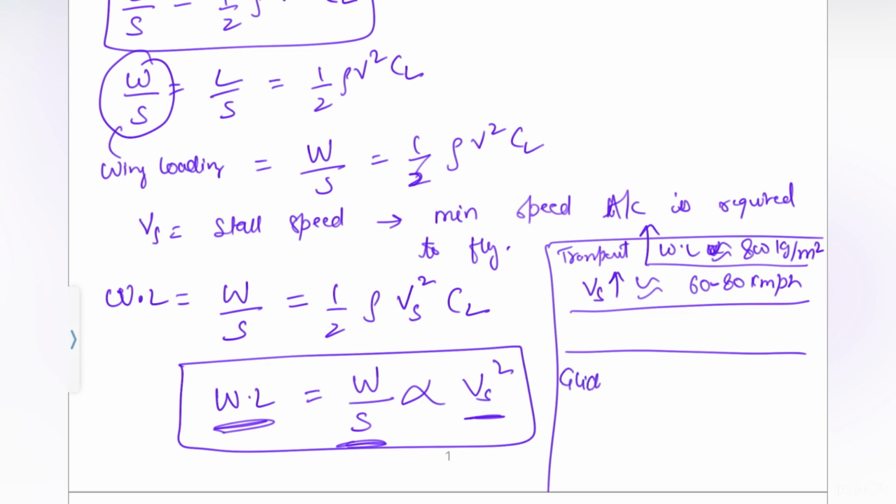On the other hand, the glider which we had explained has a wing loading of around 80 kg per meter square, and will have a very low stall speed as compared to the transport, around 10 to 15 kmph. That means the glider can take off from a very small distance. It hardly takes the full length of the runway to take off, because the stall speed, or the minimum speed at which the aircraft can fly, is very less as compared to the transport. So this is the crux of the complete equation we had deduced. I hope you have understood.